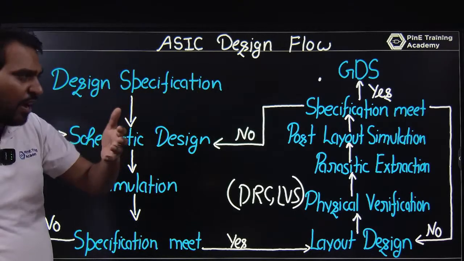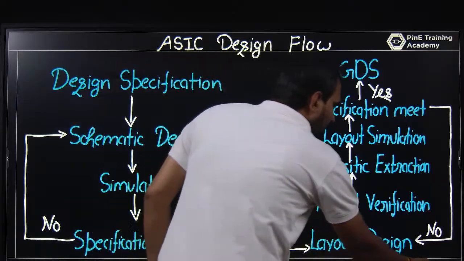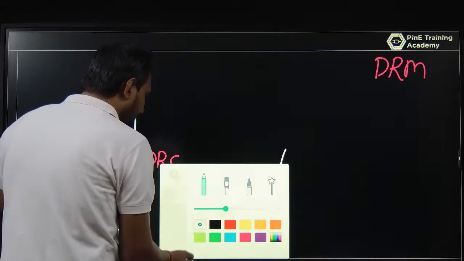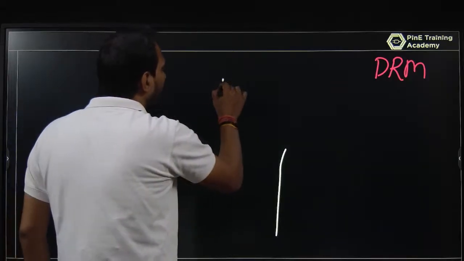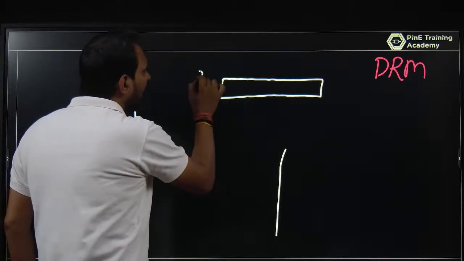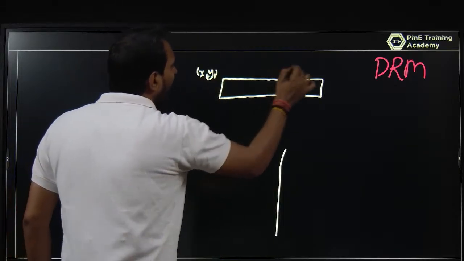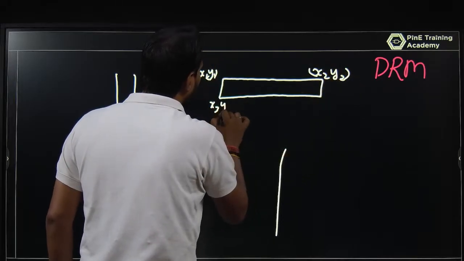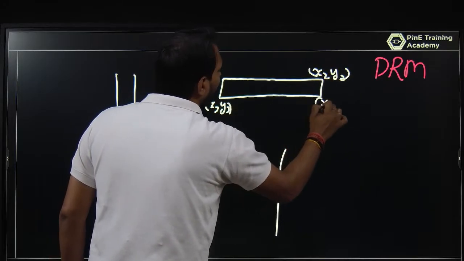This GDS file has coordinates. What is the meaning of coordinate? Let's say you have this metal. Of course, it has x1 y1, x2 y2, x3 y3, x4 y4, yes or no?